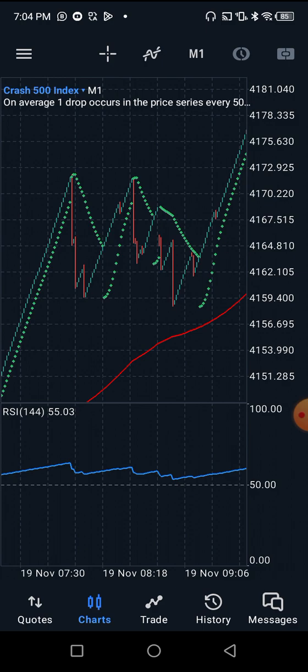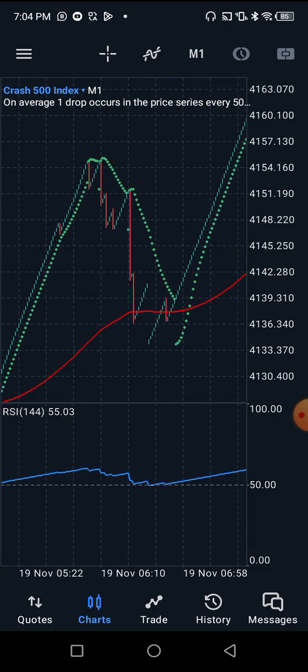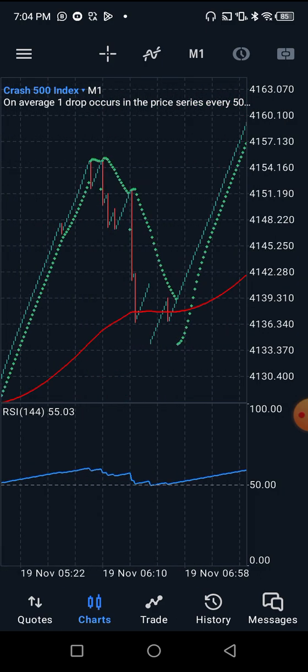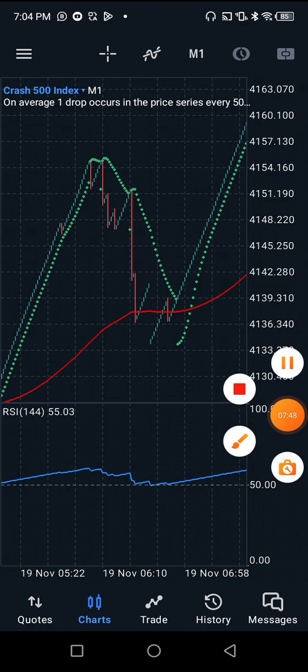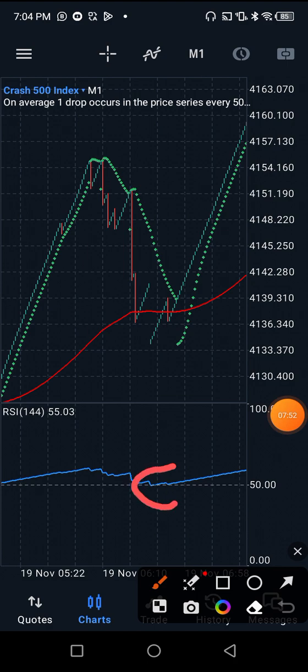So guys, Crash 500 is buying. This is where we're supposed to enter for buy. Here is where we're supposed to enter for buy. Guys, do you see it? And this is where our parabolic star comes out. From here now, you will take your 10 candlestick.